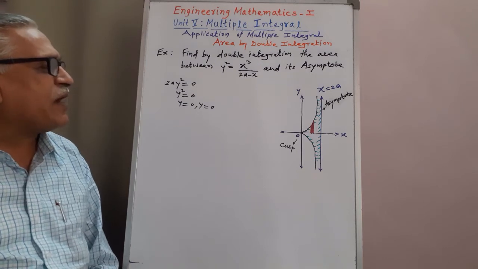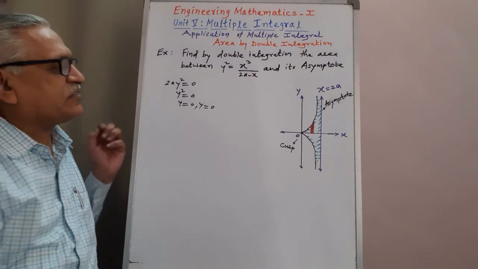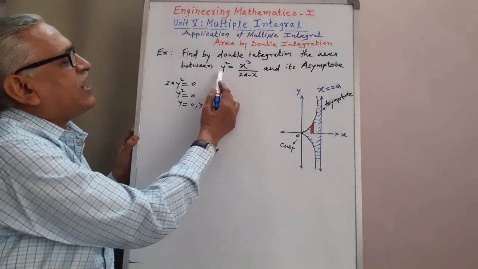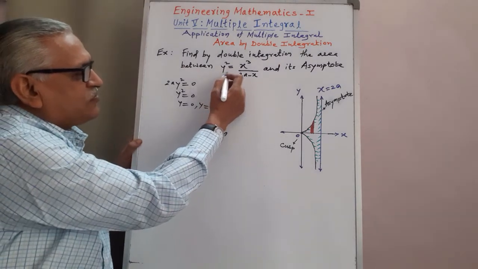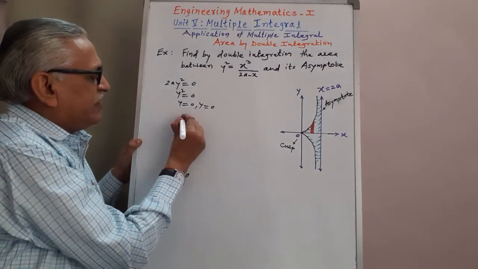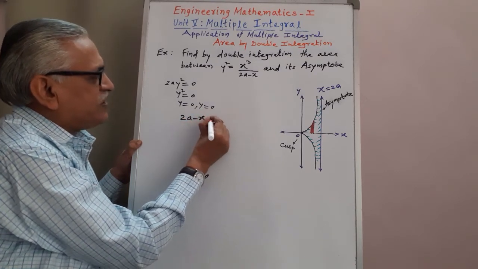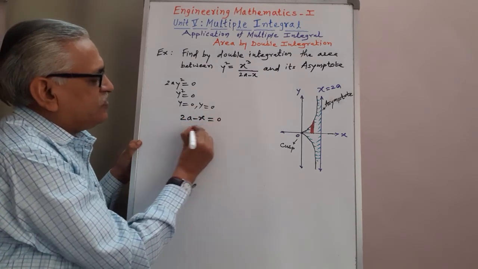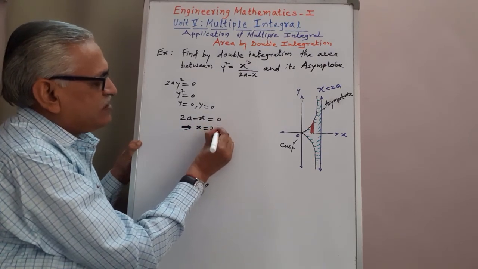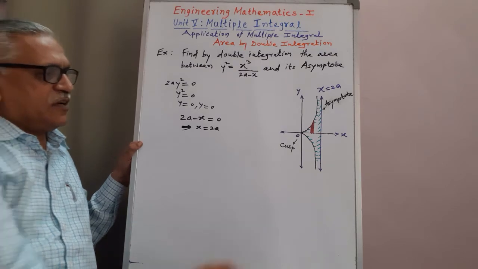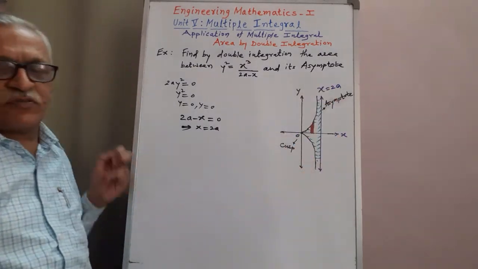Next, the asymptote parallel to the y-axis, as the curve is symmetrical about the x-axis. Finding the highest degree term in y, the highest degree term in y is y square into 2a minus x. Its coefficient, 2a minus x, is the coefficient of that y square. We have to equate it to 0. It gives x equals 2a as the asymptote. Therefore, in the figure I have shown this line as the asymptote.